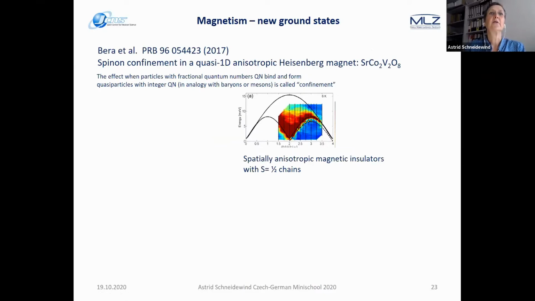And another exotic ground state is measured by a group from Berlin, where we have a quasi 1D magnetic ordering in a Heisenberg magnet, strontium copper vanadate. A characteristic spectrum of these low dimensional magnets is the quite extended continuum, but with a very sharp border to no signal in the Q-omega space.